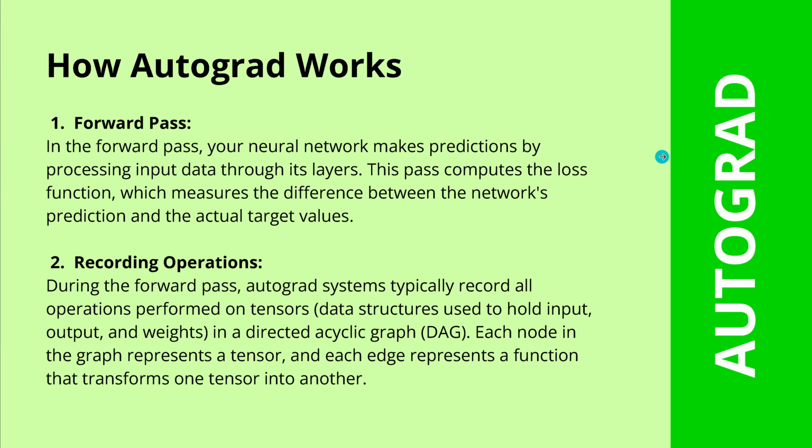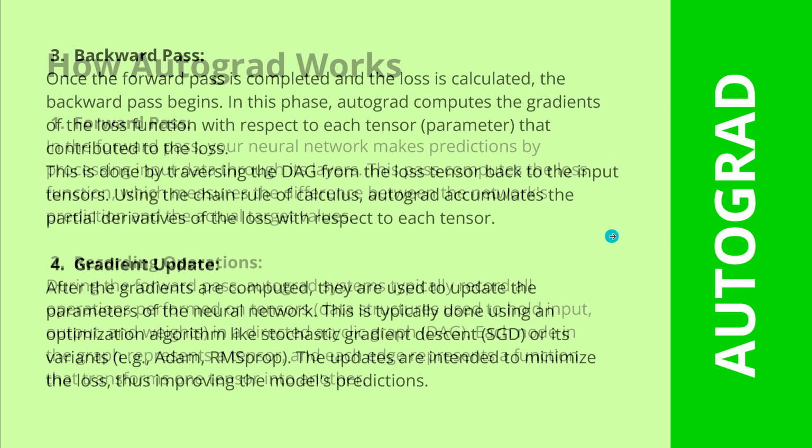So for my green grasshoppers, hello, great that you are back. Now, I know that you know how AutoGrad works, but just to have a certain level that we all know, we have a forward pass. The neural network makes a prediction by processing the input data through its layers, and this pass computes the loss function, which measures the difference between the network's prediction and the actual target values. Now, during the forward pass, the AutoGrad system records all the operations performed on the tensors in a directed acyclic graph, and you know it.